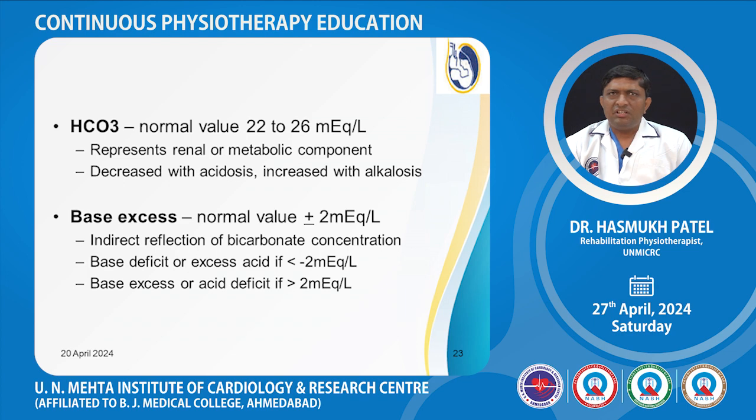The third one is HCO3. Normal value is 22 to 26 milliequivalent per liter. It represents the renal or metabolic component. It decreases with acidosis and increases with alkalosis. It is directly proportional to pH. The fourth one is base excess. Normal value is plus or minus 2 milliequivalent per liter. It is an indirect reflection of bicarbonate concentration. Base deficit or excess acid if the base value is less than minus 2 milliequivalent per liter. Base excess or acid deficit if the base value is more than plus 2 milliequivalent per liter.